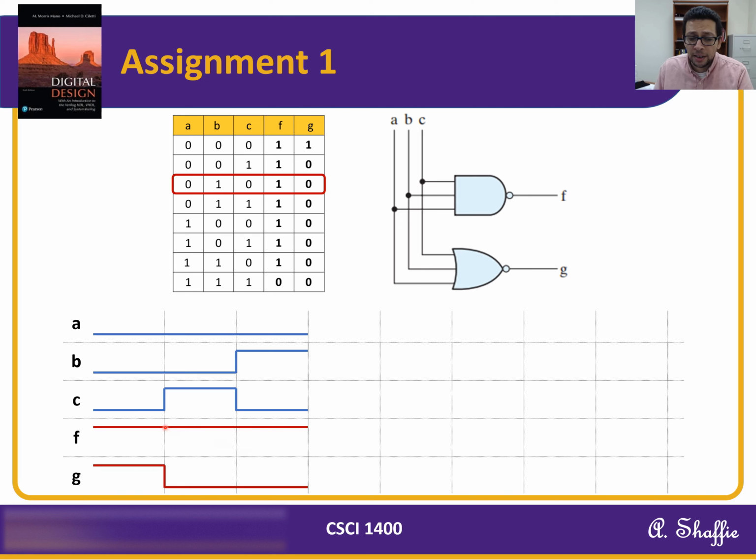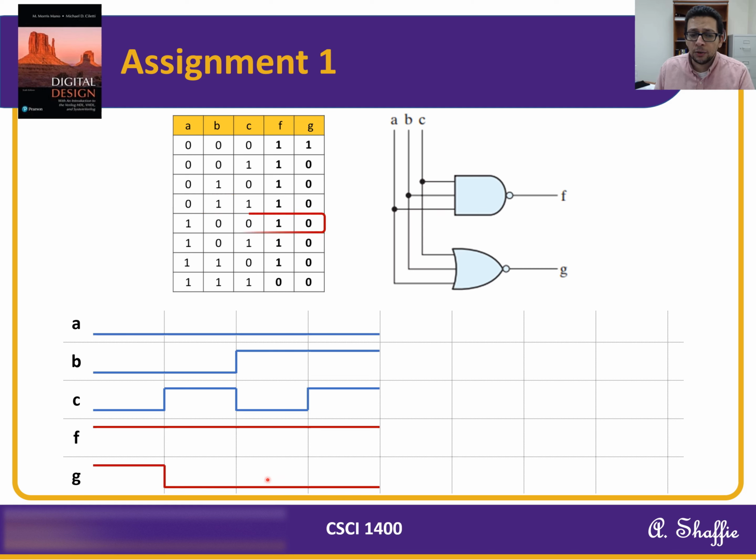Let's go to the next combination. We have here 0, 1, 1, which means I will keep A at the same level. I will keep B at the same level. But C is 0 and I want to make it 1, so I will raise it to be 1. The output is 1 and 0, which means both will remain the same at the same line.